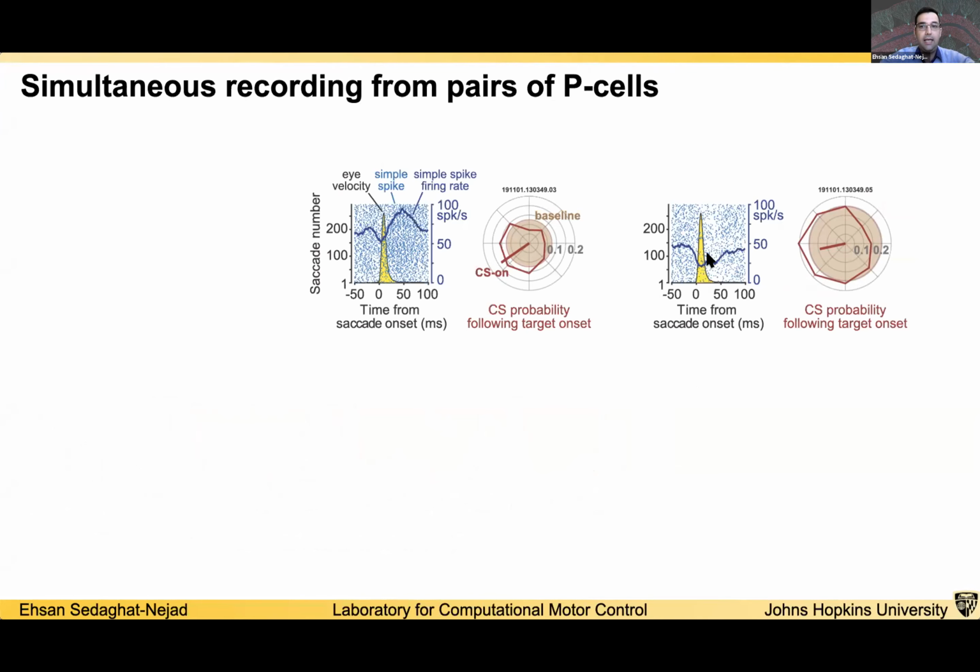So here's an example pair. What you can see is that for a pair, simple spike activity does not usually go along with each other. For example, in this pair, one cell is bursting after the saccade, so pause-burst, but the other cell is completely pausing during the saccade. What we saw in our data set is that the pairs usually show a similar CS-on tuning.